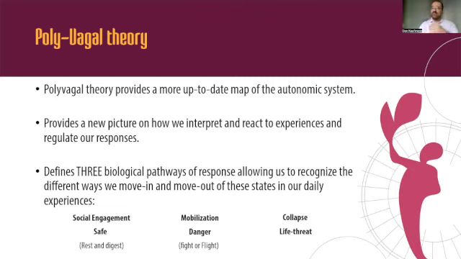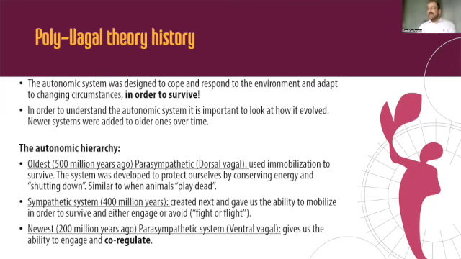Now, we're going to talk about how we experience those three states, but I just wanted to explain in general what the polyvagal theory is mainly talking about. There is a history to the polyvagal theory, not just random. And in order to understand what is happening with our autonomic system, we need to go and find out how this autonomic system originated.